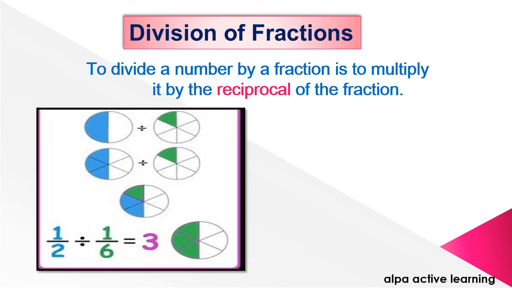Let's see one example. Look at this circle having the blue colored part. I can write this fraction as 1 upon 2, right? I want to divide this with another circle having 6 parts. So it is 6. The colored part is green color, that is 1. So 1 upon 6. So I can write this figure as 1 upon 2 divided by 1 upon 6.